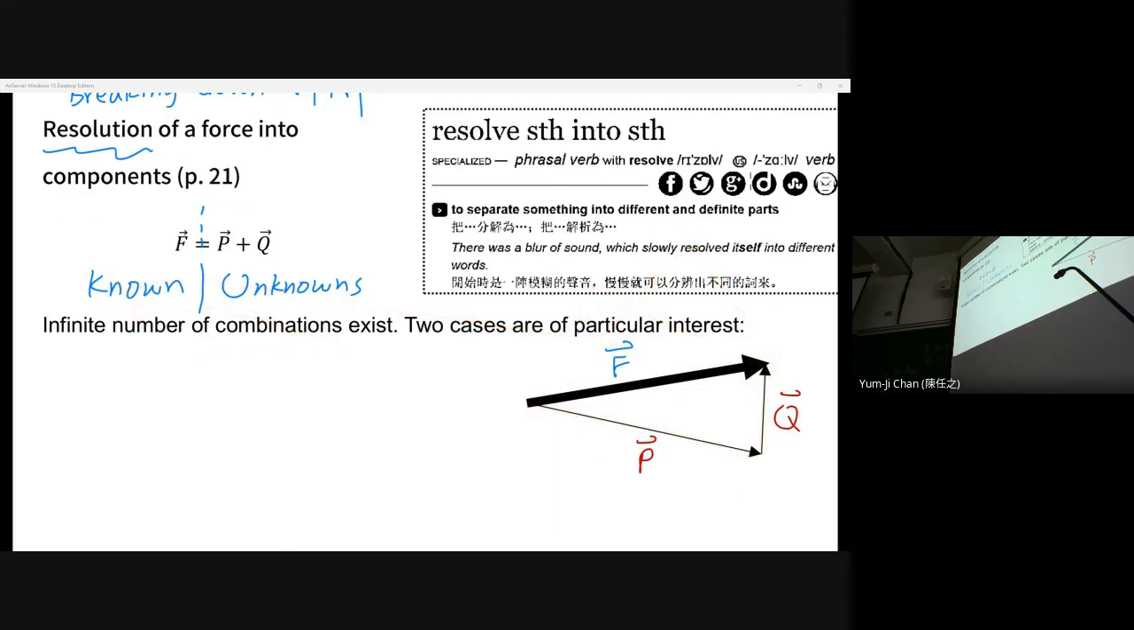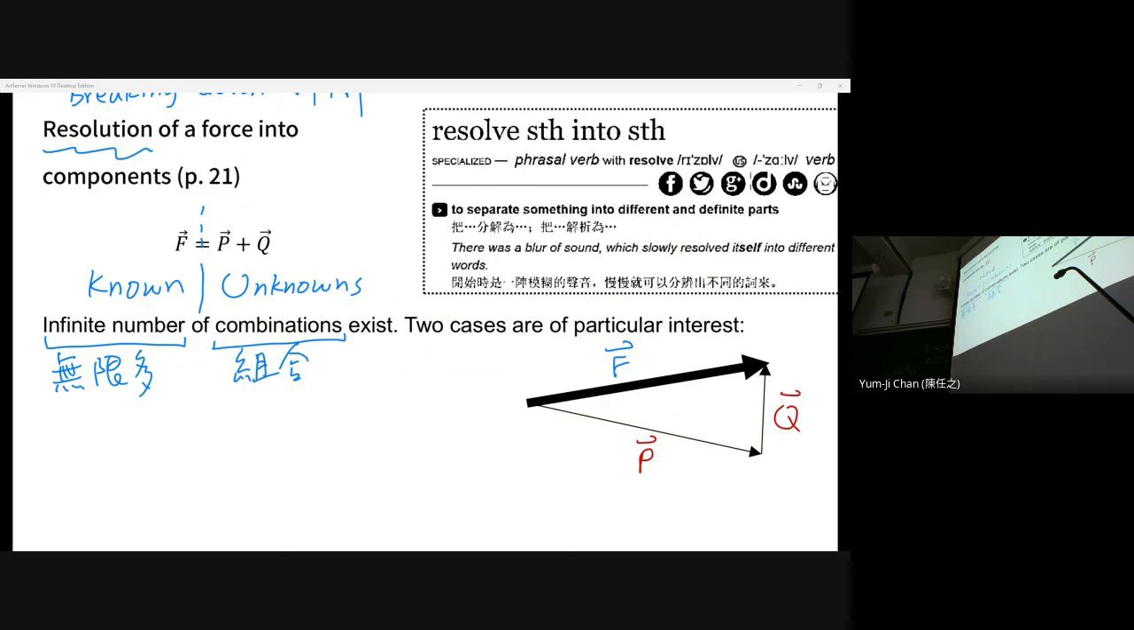Actually, we can say in a more formal way that we have an infinite number of combinations. Combination 是组合. Infinite number. Okay. So we have many ways, actually an infinite number of them.